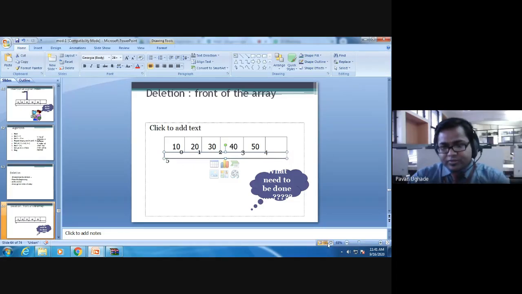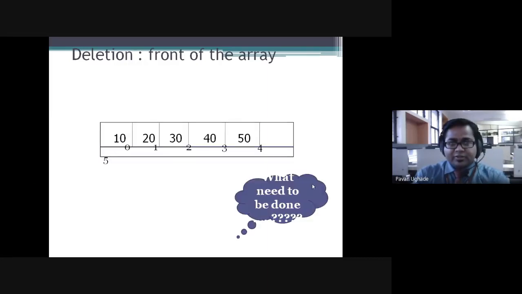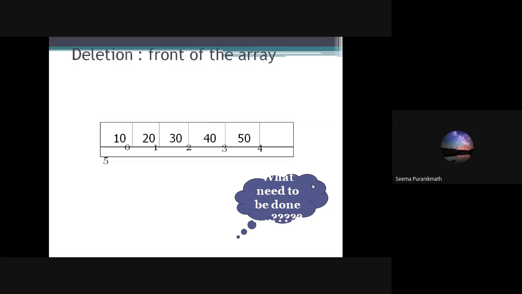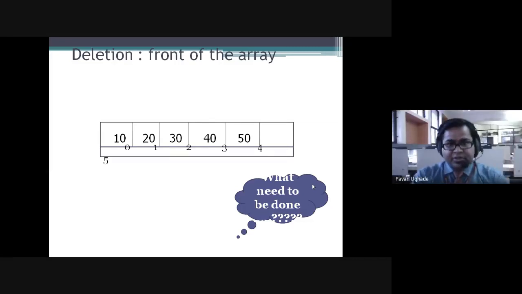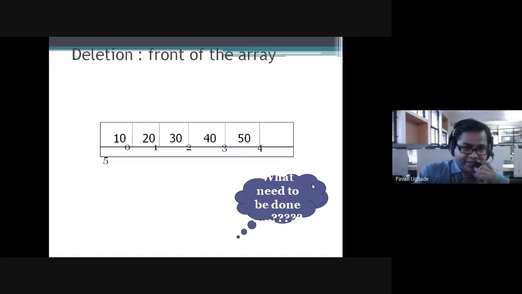Okay class, let's see deletion at the front of the array. If we have the elements 10, 20, 30, 40, and I want to delete the element which is at the front, which is it? It is 10. All right, 10. Now if I remove that element, which will be the element at the front? 20.